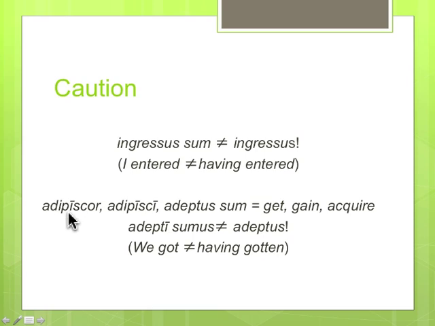Here's one more example. Adipiscor, adipisci, adeptus sum. That means "to get, gain, or acquire." Adepti sumus means "we got." Adeptus means "having gotten." And these are very different things. So be very careful to note whether the perfect participle deponent has a form of the verb to be with it or not, or I should say sum with it or not. Because if it does, it's a full verb. If it doesn't, it's just a participle. It's not a complete verb form.